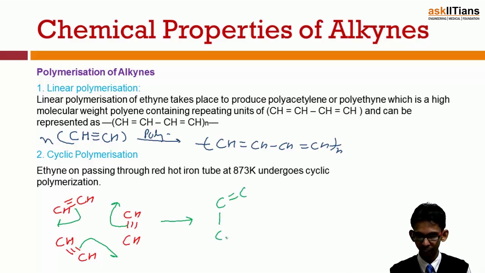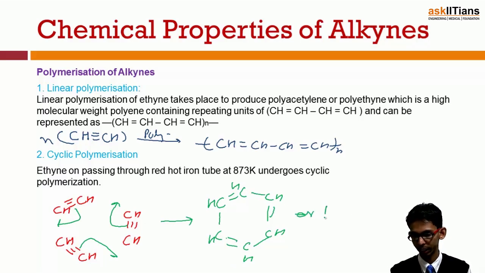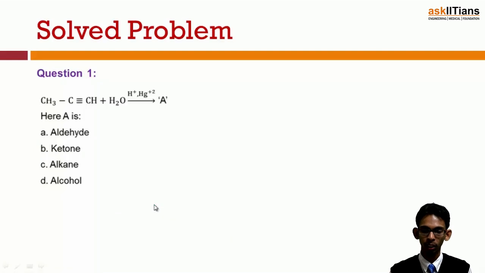alternating single and double bonds. The name of the compound is, yes, we are very familiar with this, it is benzene. Benzene is formed, which can be represented in this way also. So cyclic polymerization of ethine results in formation of benzene. Now this is a solved problem.